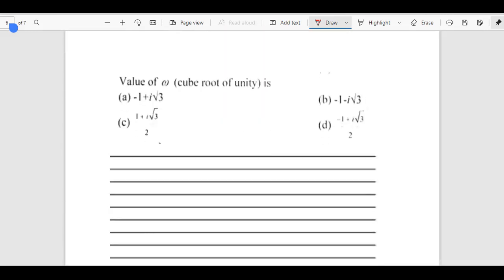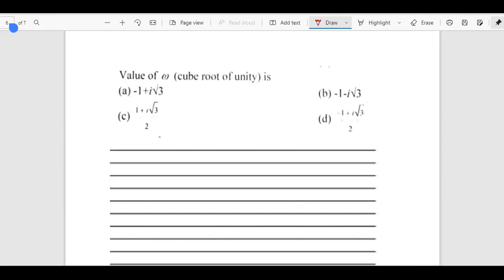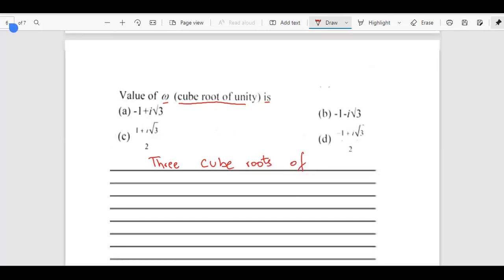Let's talk about the 8th question. So the value of omega, cube root of unity, is... before looking at this question, let me just define the 3 cube roots of unity. So we have 1, omega and omega square. Okay, these are the 3 cube roots of unity.